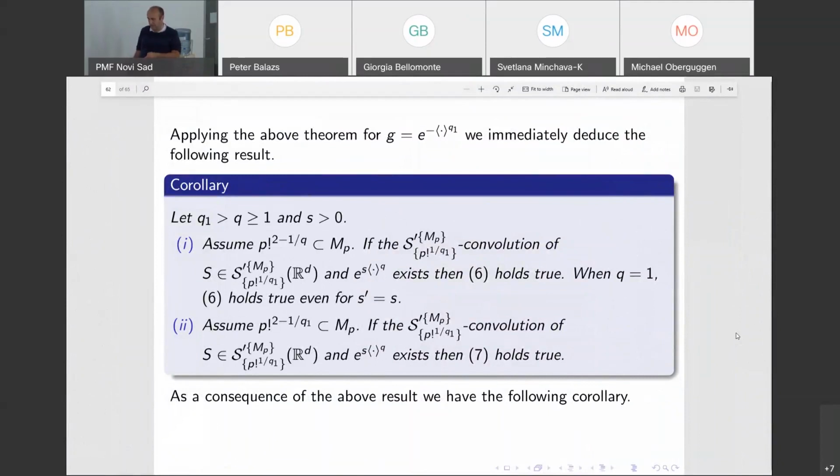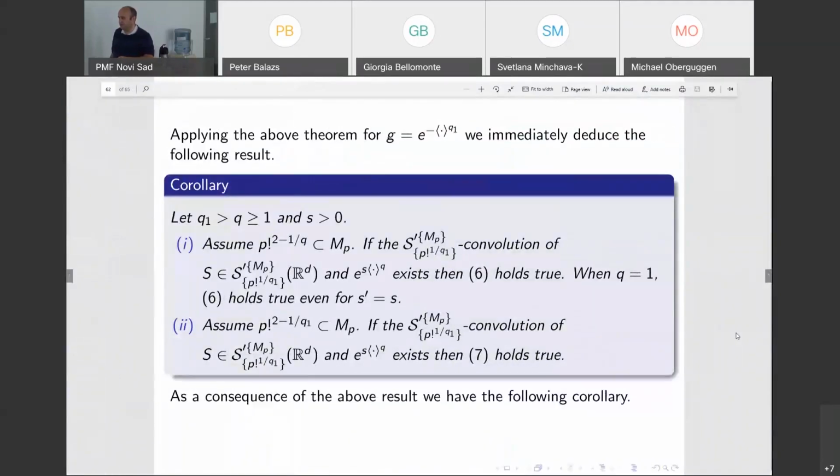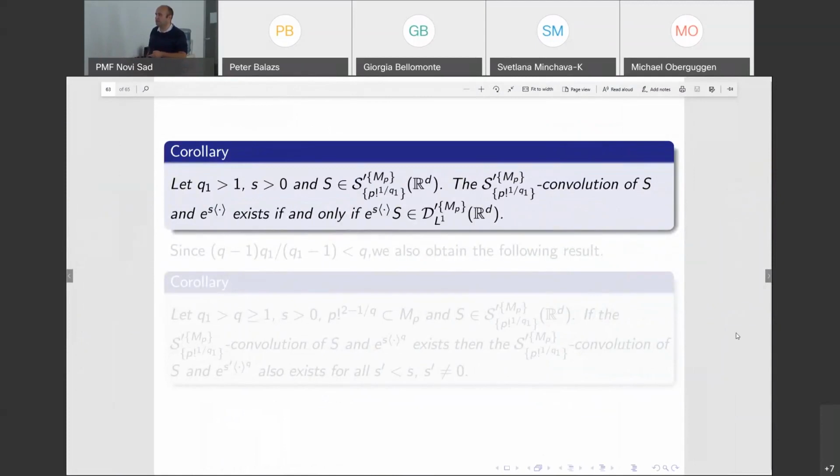Then we were able to do this a little better. Then this belongs to D prime L1, so E, and then something slightly smaller. However, also again, as a consequence, what happens if the convolution exists? If Q1 is greater than 1, this holds.